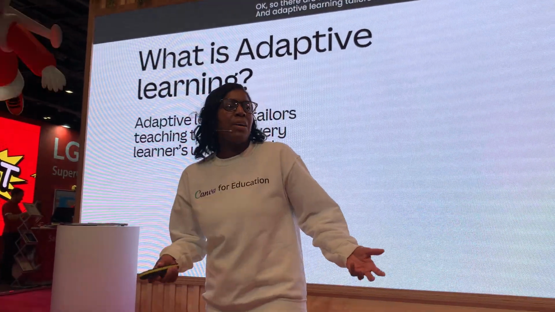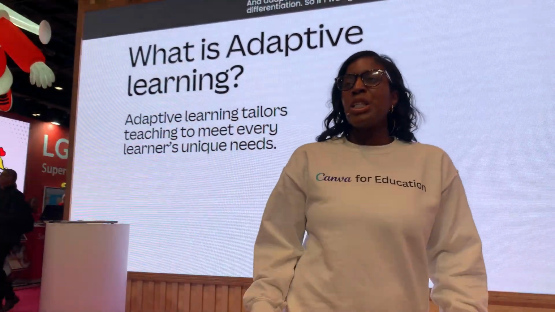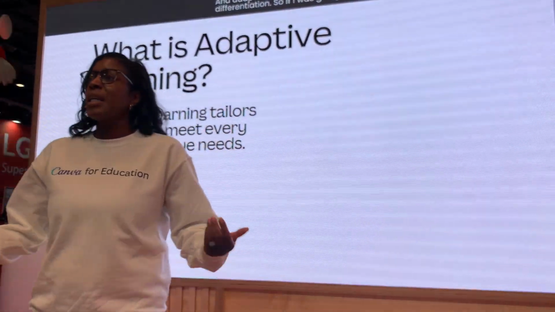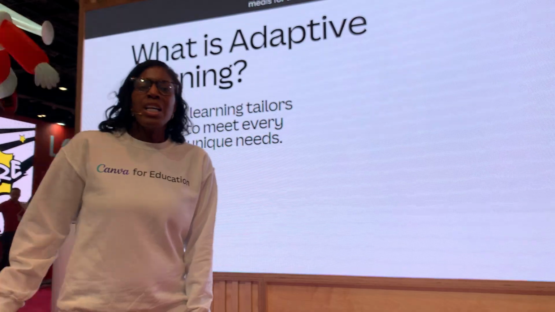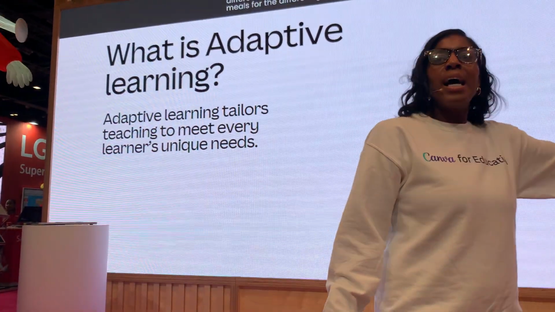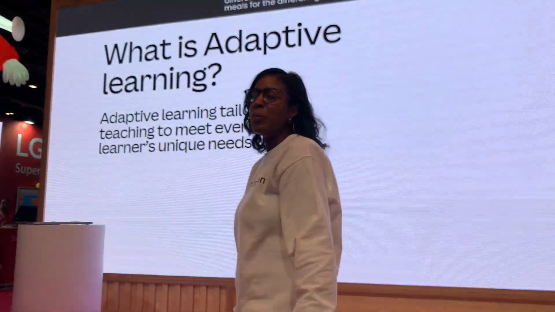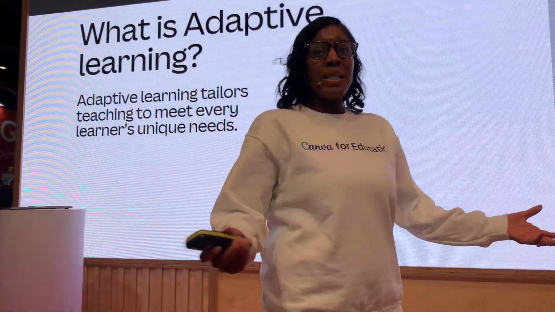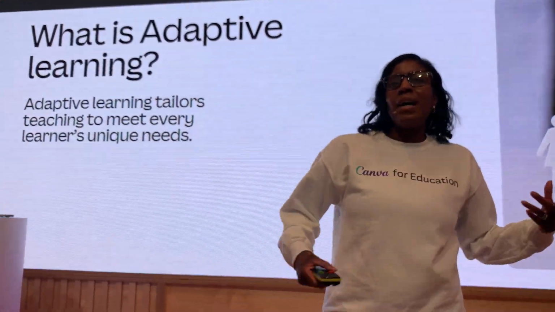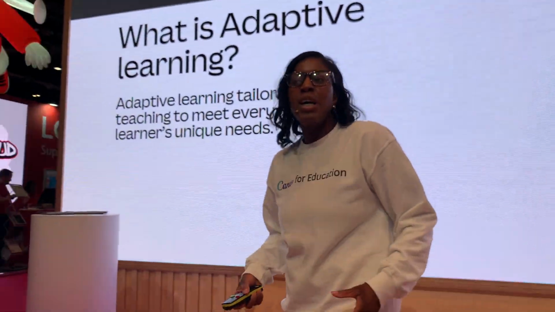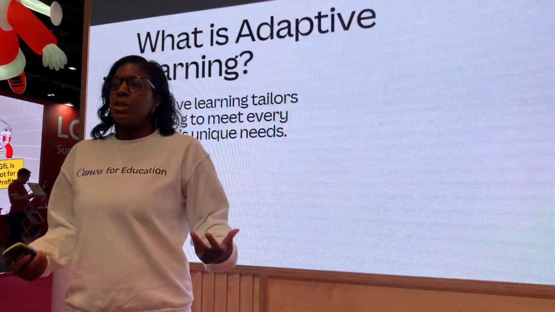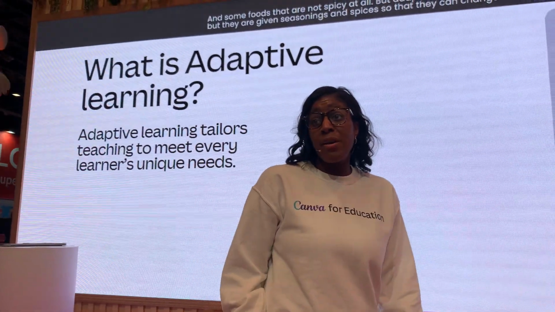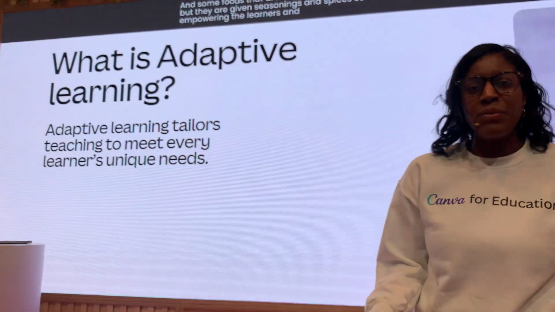So if I was going to have a dinner party, differentiation would be where I would make different meals for the different guests that are going to be attending my dinner. So I might make some spicy foods and some foods that are not spicy at all. But adaptive learning would be where everybody has the same meal, but they are given seasonings and spices so that they can change the meal to suit their needs. So it's all about empowering the learners and empowering teachers with a variety of different strategies.